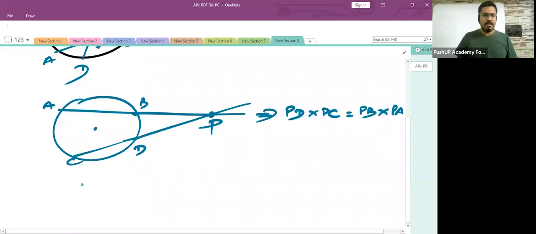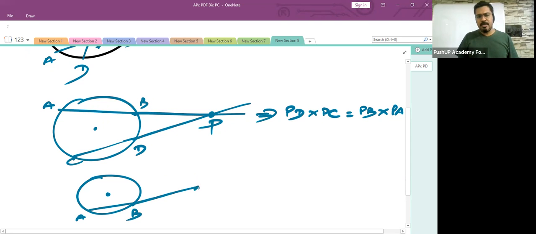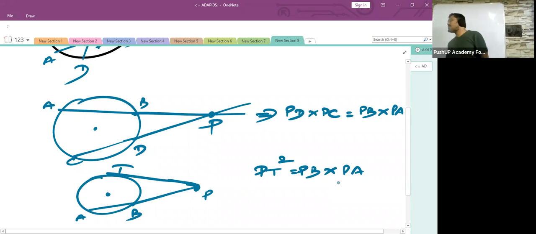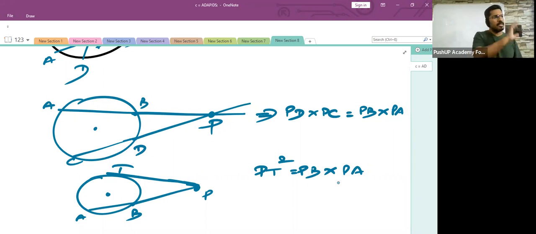What is the third scenario? Imagine you have a circle with a center O. Imagine you have a chord AB. Now, children, imagine this chord AB is extended further to point P. And from this point, if I draw a tangent to the circle, which touches at point T, in that case, the square of the tangent, that is PT square, will be equal to the product of PB and PA. These are the three important results which come out of this scenario. So in 2 minutes, you could learn it.